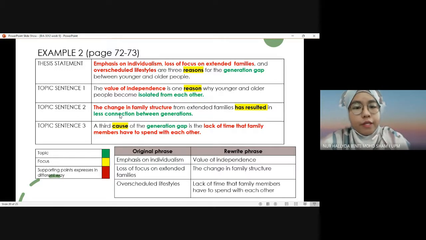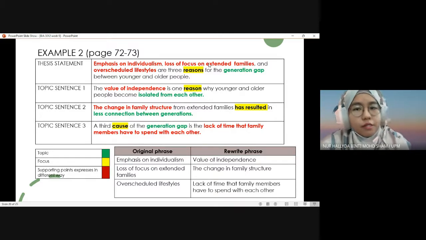And then the part in green, less connection between generations, means generation gap. So when you have a generation gap, you isolate from each other, you have less connection between generations. And then the third cause of the generation gap is the lack of time that family members have to spend with each other. This one is a bit lengthy but still gives the same meaning.